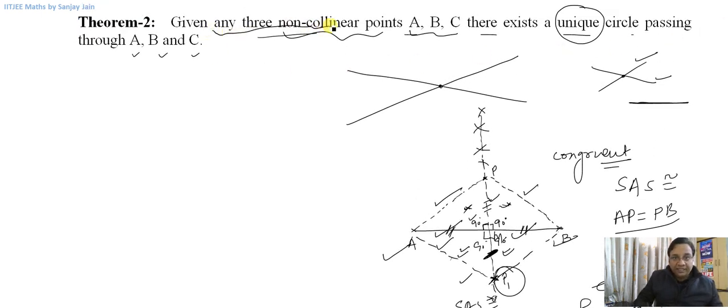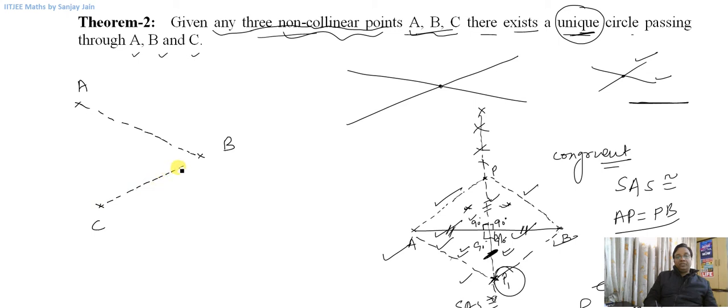Given any three non-collinear points A, B, and C, there exists a unique circle passing through A, B, and C. So let us take this point as A, this point as B, and let it be point C, right? These are non-collinear. So let us join these points A, B, and C. If I join three non-collinear points, I'll be able to make a triangle, right? So this is a triangle that I've got, triangle ABC, right?